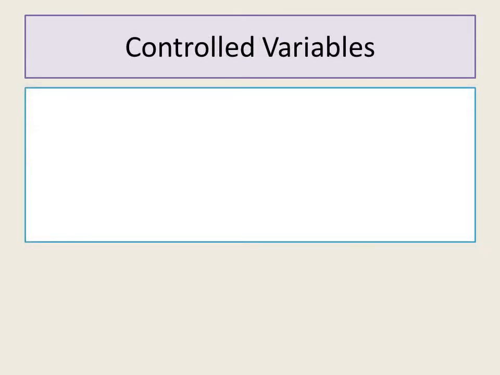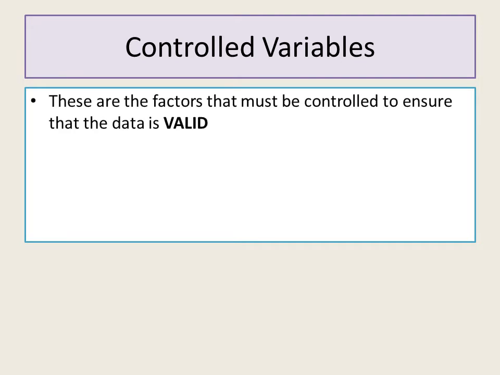Controlled variables, now these are incredibly important, and quite often people don't put enough information in this section. But usually in an investigation, this will make up quite a large number of the marking points. So these are the factors that must be controlled to ensure that the data is valid.